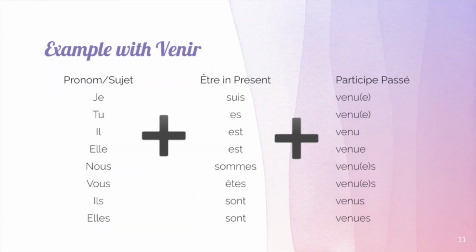We have the pronoun, then the être conjugated in present tense, then the participe passé of venir, which is venu. So, je suis venu, tu es venu, il est venu, elle est venue, nous sommes venus, vous êtes venus, ils sont venus, elles sont venues.